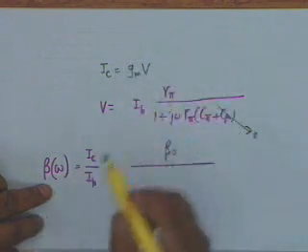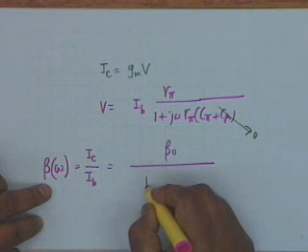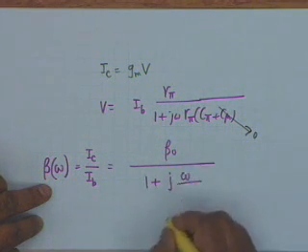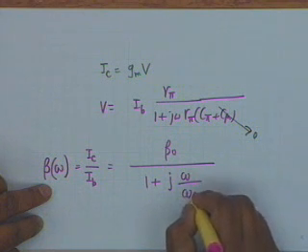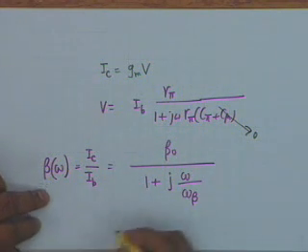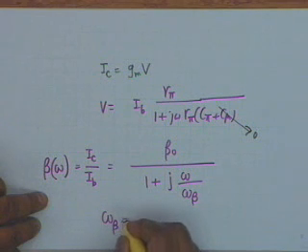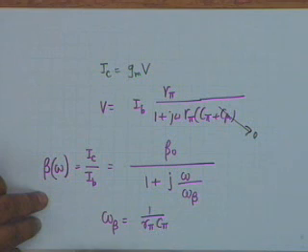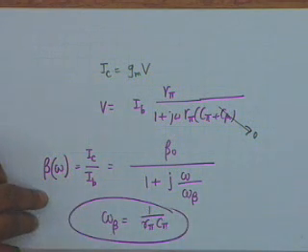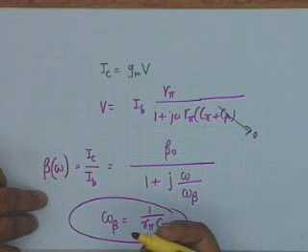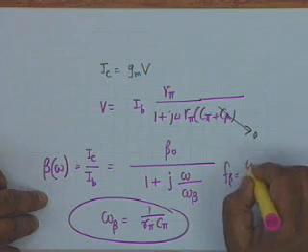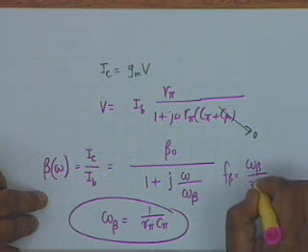All right, GM R pi shall be represented as beta 0, and the other quantity I shall represent as j omega divided by omega beta, where obviously omega beta is equal to 1 over R pi C pi. All right, and F beta is omega beta divided by 2 pi.